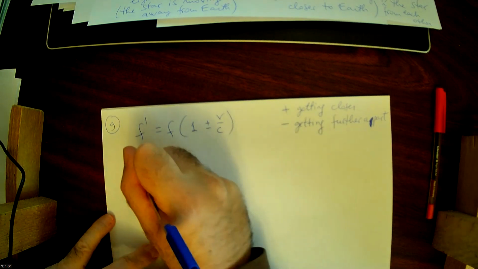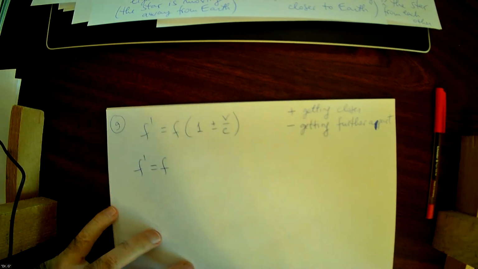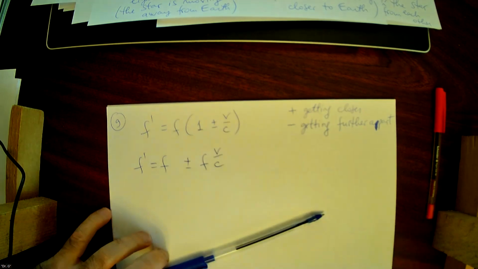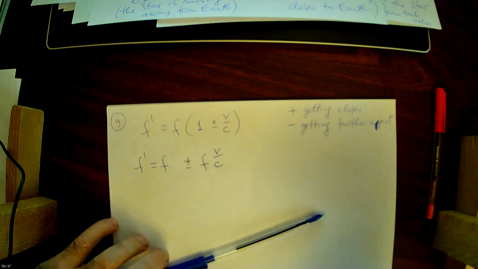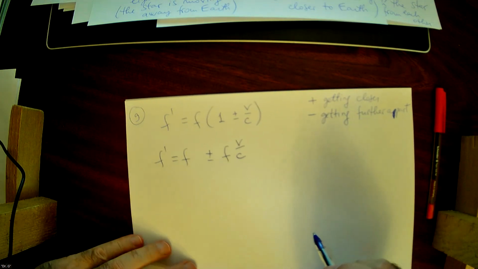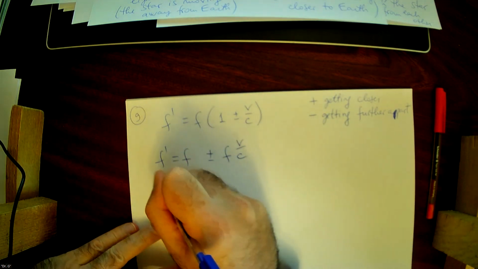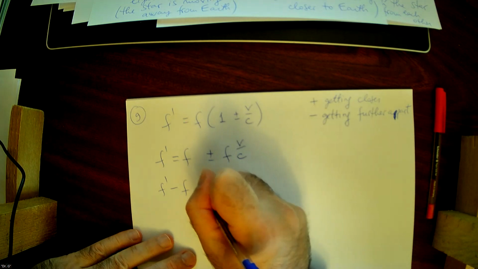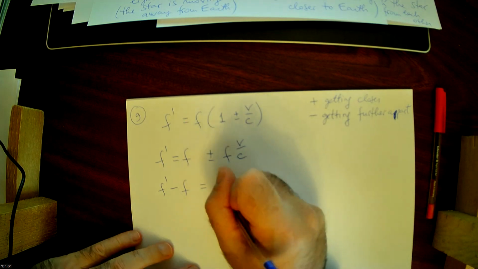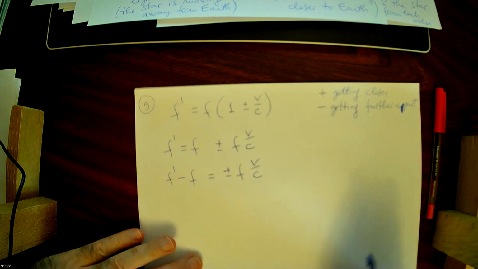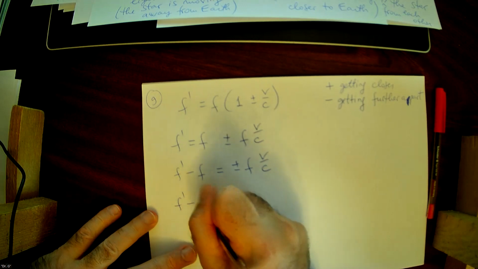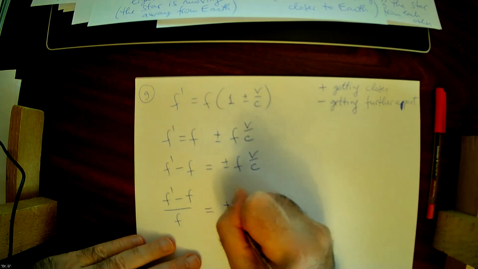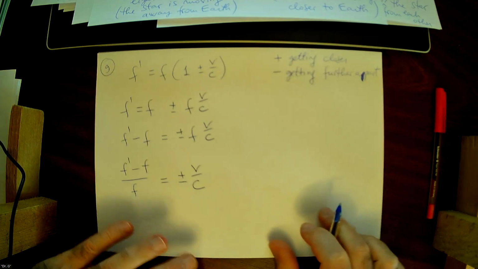Okay, so f prime is f plus or minus f times v over c. Which means f prime minus f is equal to plus or minus f v over c. F prime minus f over f is plus or minus v over c.